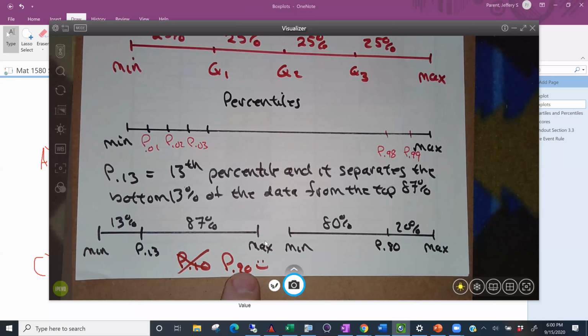Okay, let's review how to find those numbers. So with our current data set, let's find the 13th percentile and the 80th percentile. So let's see those here. Let's go over to Google Sheets to do that.